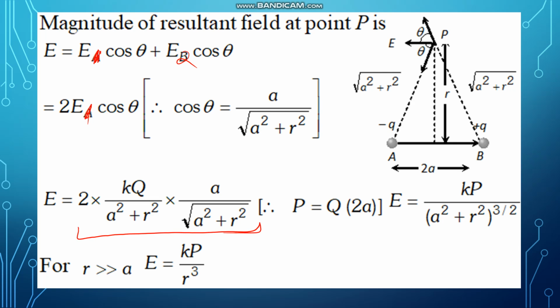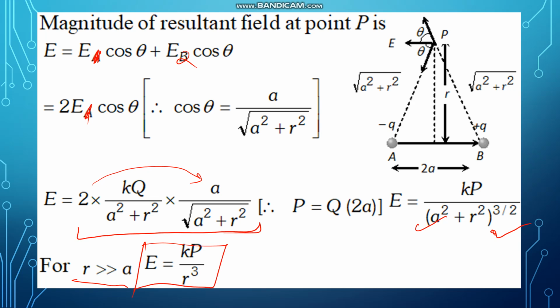this result we'll get: a square plus r square power 1 by 2 and a square plus r square power 1, so combining this will be power 3 by 2, and in the numerator q into 2a is there. Instead of q into 2a we can write p, that is the dipole moment. Again, if we consider r is very much greater compared to half the length of the dipole, we can neglect this a. After neglecting it, r square into power 3 by 2, this 2 and 2 cancel, we get r cube. So this is the final result, E equals kp by r cube.